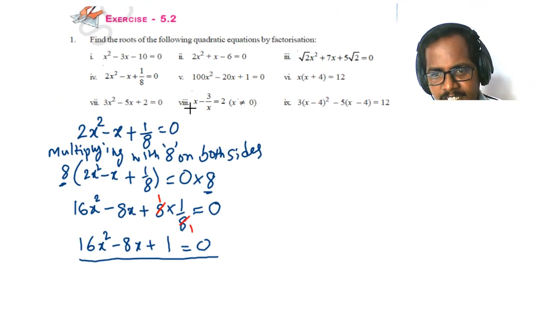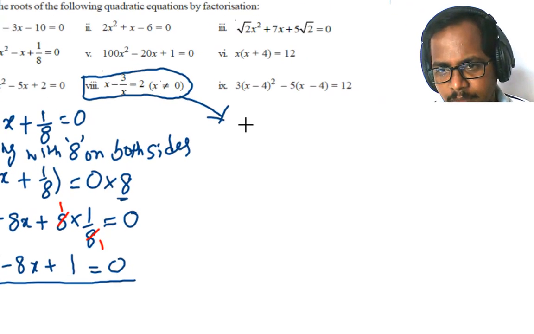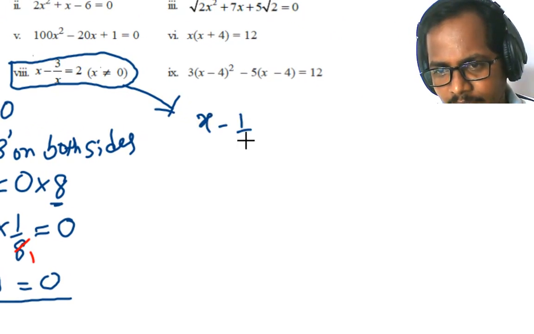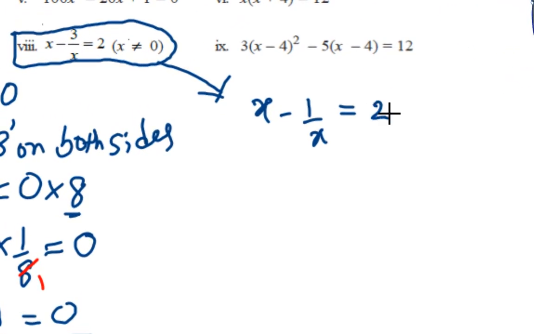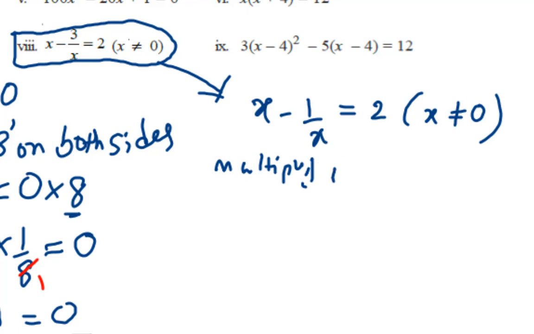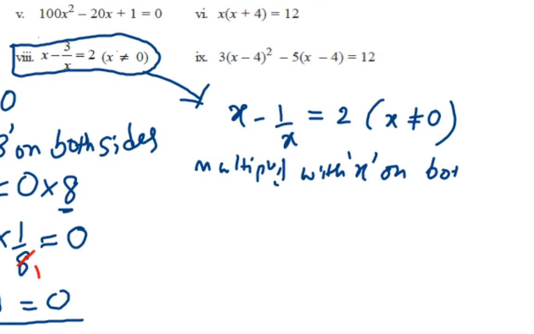Now let us see the 8th problem. So what is the 8th problem? We have x minus 1 by x equals to 2. Here x is not equal to 0. Now here also if we observe this, in the second term we have x in the denominator. So to eliminate this denominator we need to multiply this equation with x. So let's multiply with x on both sides.